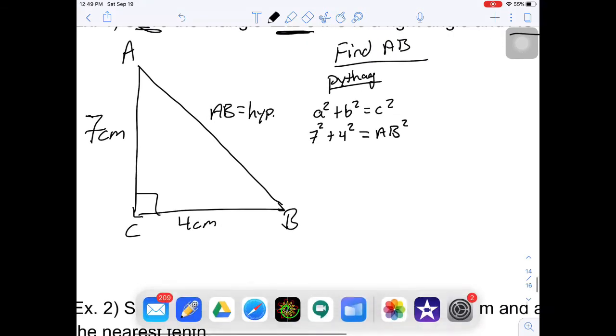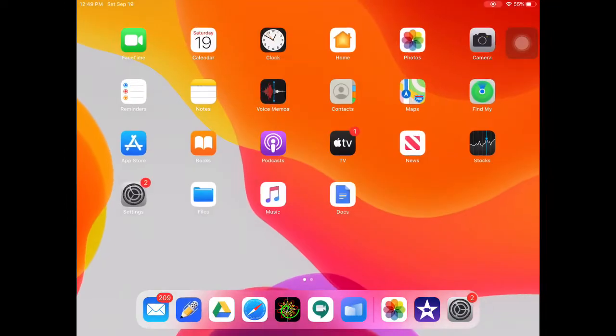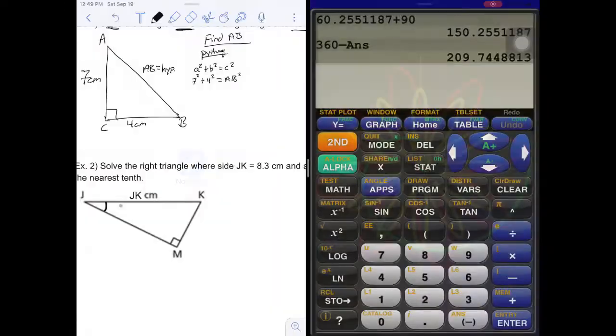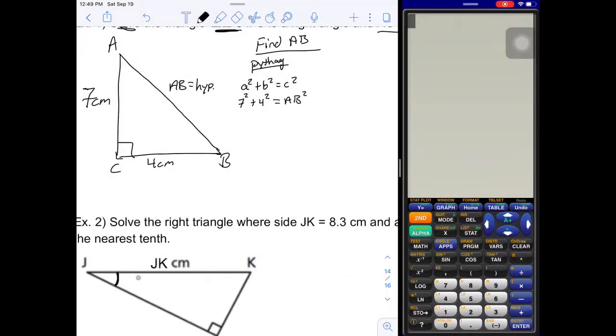Now, let's pull out our calculator, and remember, you should always be practicing plugging things into your calculator, because it takes some practice knowing where certain values are. So how do I plug in 7 squared?